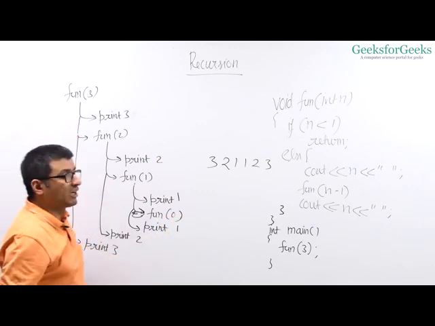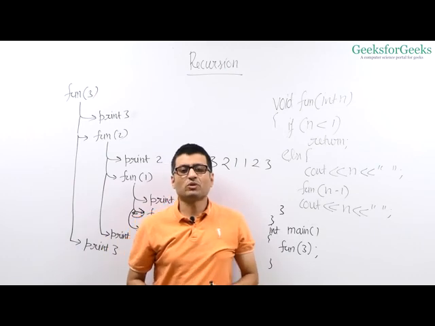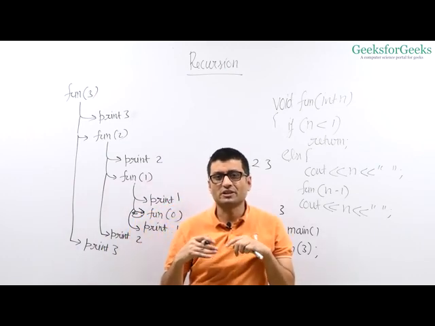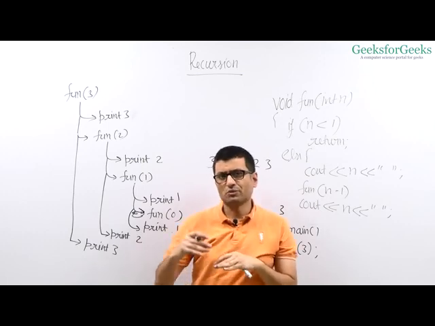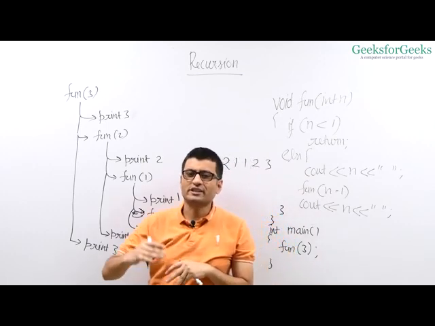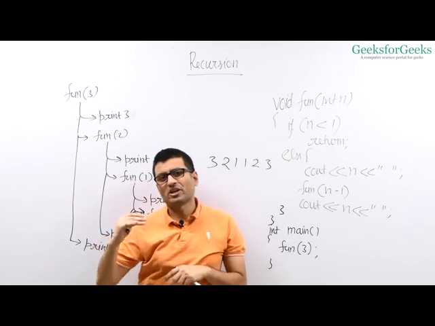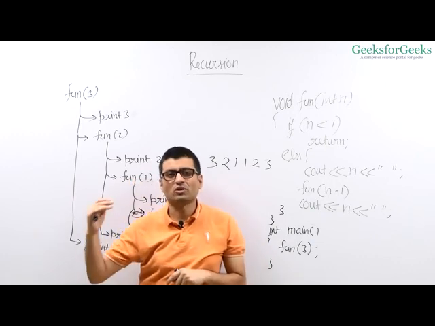So with this example, we saw what happens in recursion: what happens before the recursive call is made, and what happens after the recursive call is over. When you reach the base case, the stack starts unwinding and you start returning control back to the callers one by one.